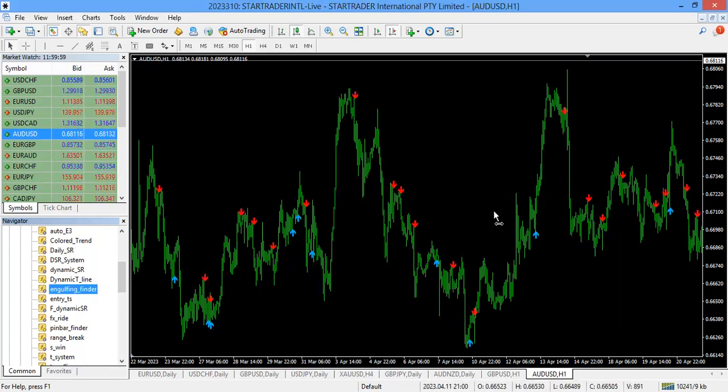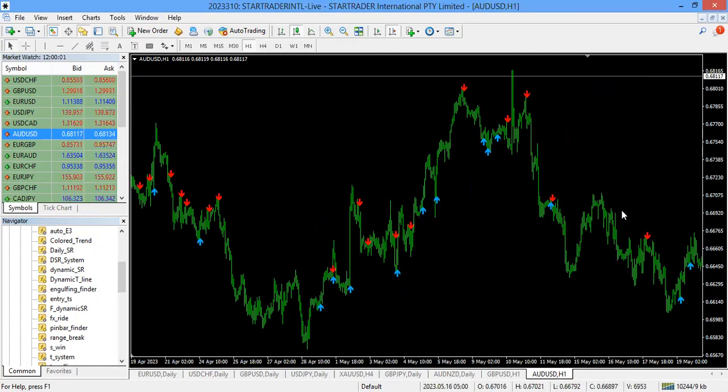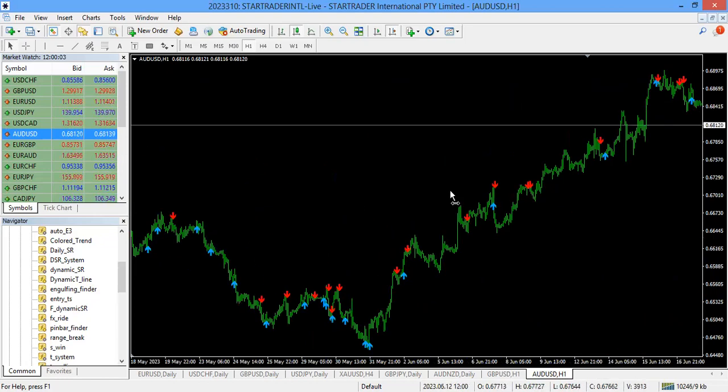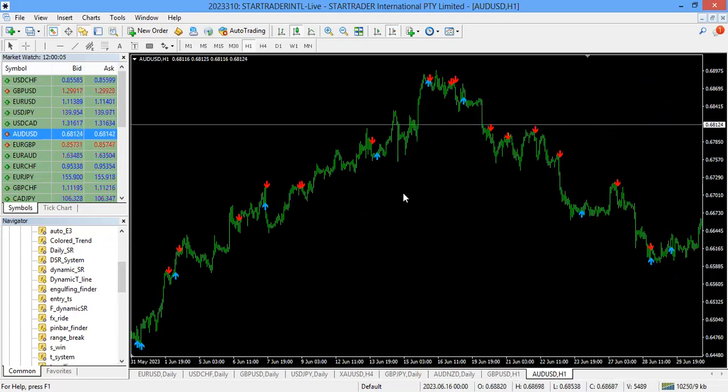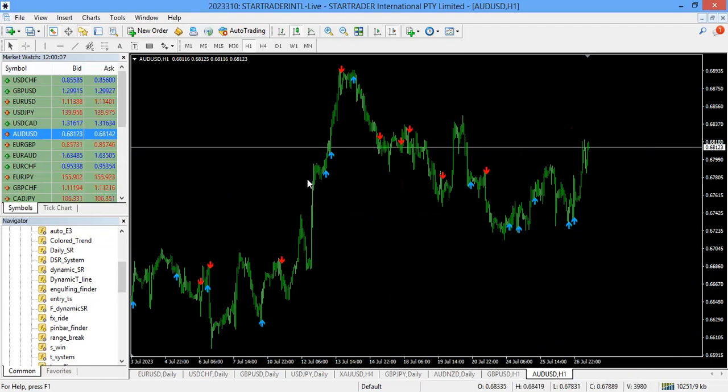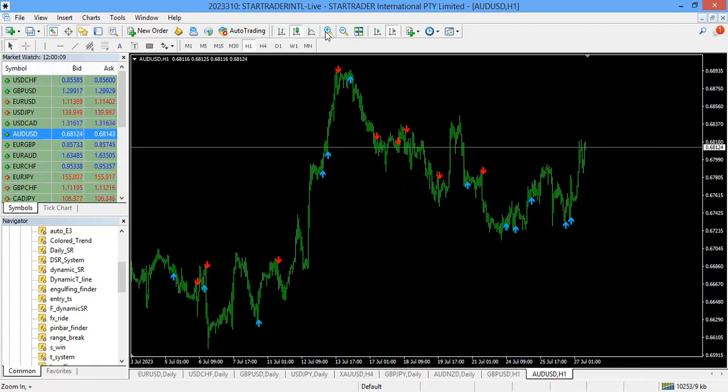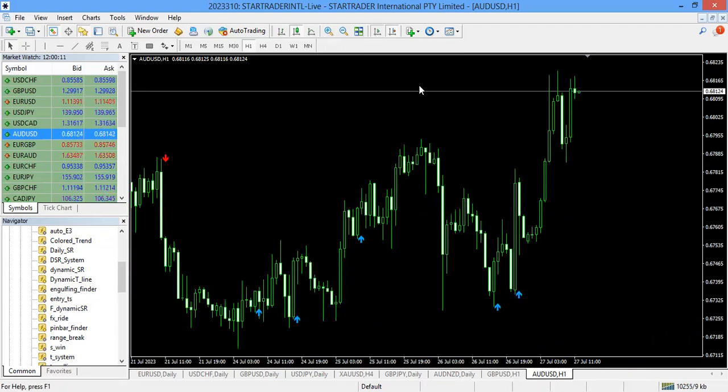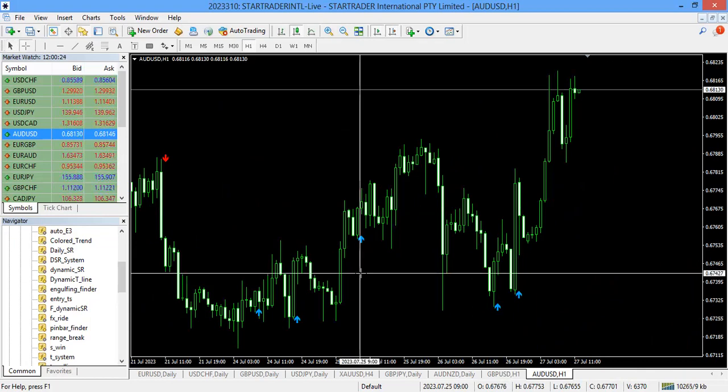So that's it. This is the candlestick finder, which is engulfing finder. Okay, I'll zoom in and show you. This is an engulfing candle and it prints. This is an engulfing candle, it prints. So it gives you a good signal. This is an engulfing candle, it prints for a buy. Now it prints on the next candle after the engulfing candle is confirmed.